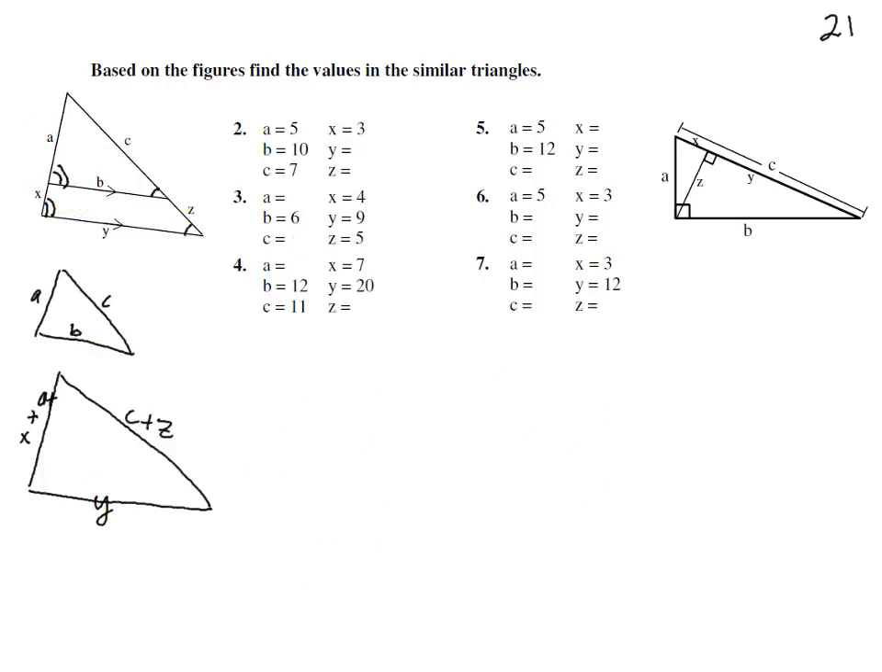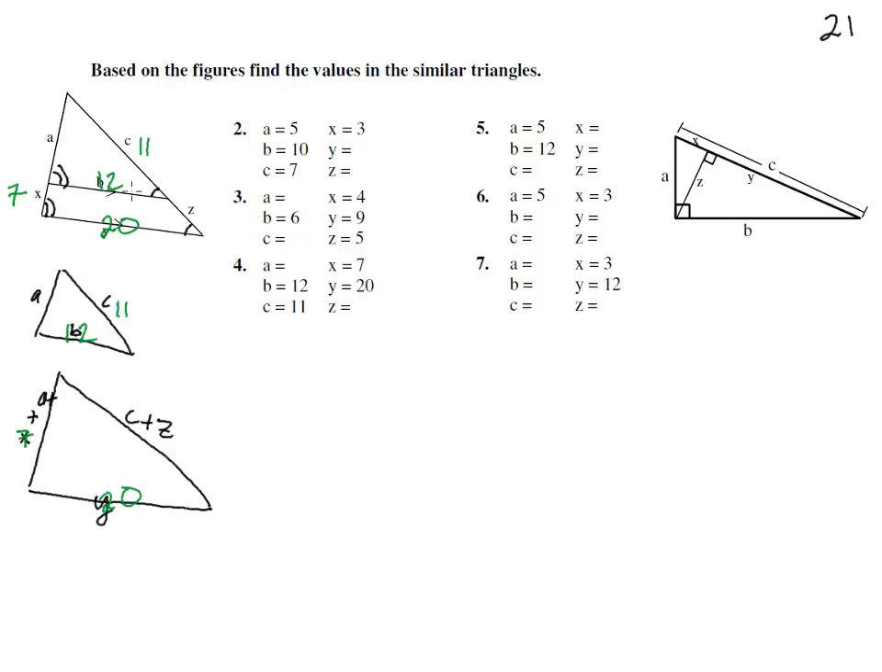Number 4, we have B is 12, C is 11. Okay, so B is 12, C is 11, good. And Y is 20. So we put a 20 down here. Okay, so 12 to 20 is this ratio that we have here, that's good. And we have X as 7. Okay, so X is 7 right over here. We can put a 7 right there if we need it. All right, let's see if we can find some good ratios to help us find out what we need.